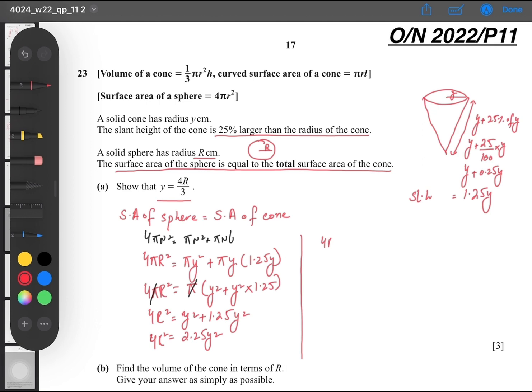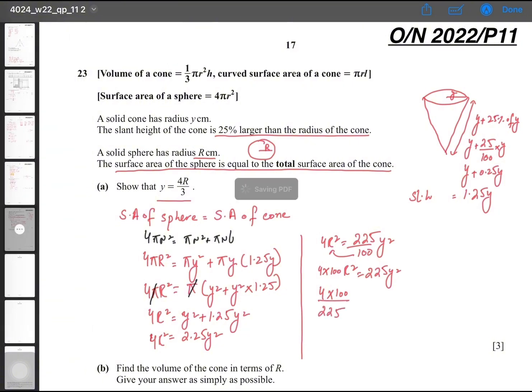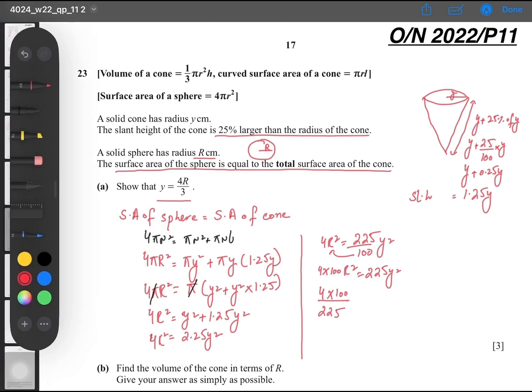I will simplify it. 4r square is equal to 225 over 100 y square. So we will shift it: 4 multiplied by 100 r square is equal to 225 y square. So it will be 4 multiplied by 100 over 225 into r square is equal to y square.